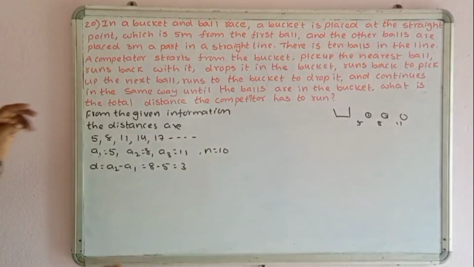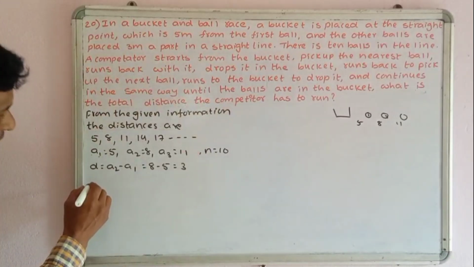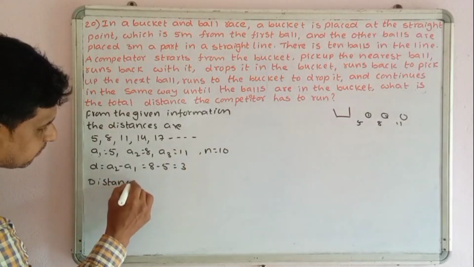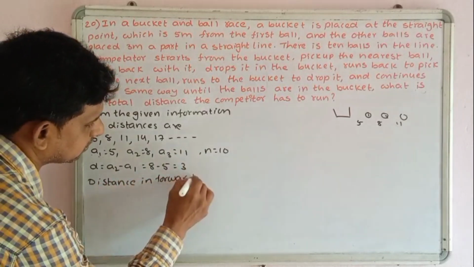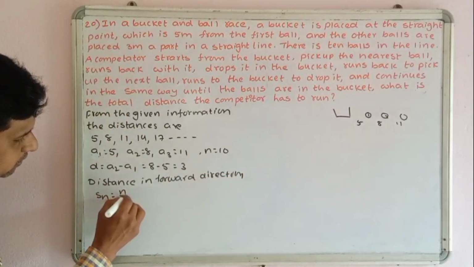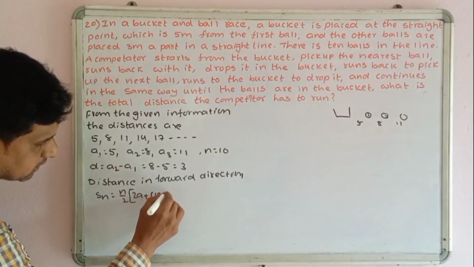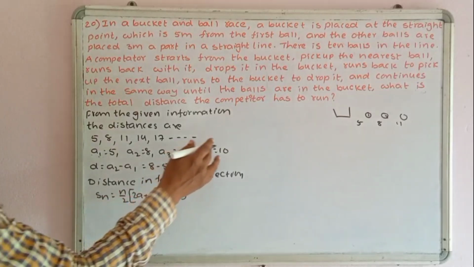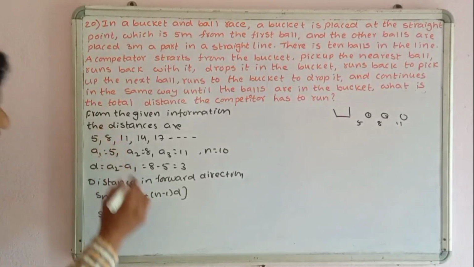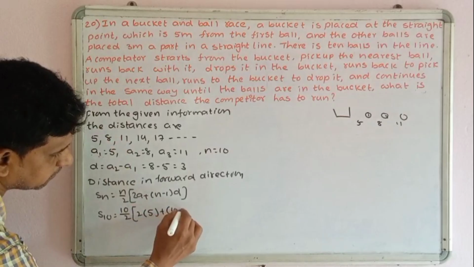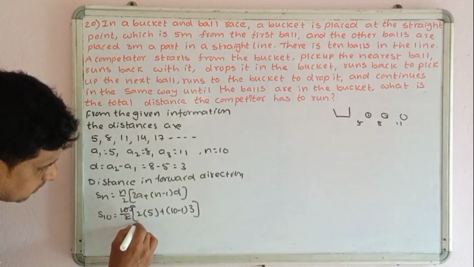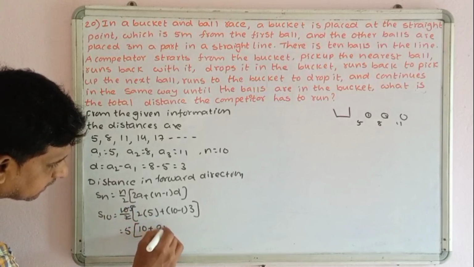Now we will find the sum of the distance. Distance in the forward direction; there are two directions, forward and backward. Distance in forward direction. What is the Sn formula? n by 2 into 2a plus n minus 1 into d. How many balls are there? 10 balls. So S10 equals 10 over 2 into 2a, a is 5, plus 10 minus 1, d is 3. So 10 over 2 is 5 times 2 5s are 10 plus 9 times 3.